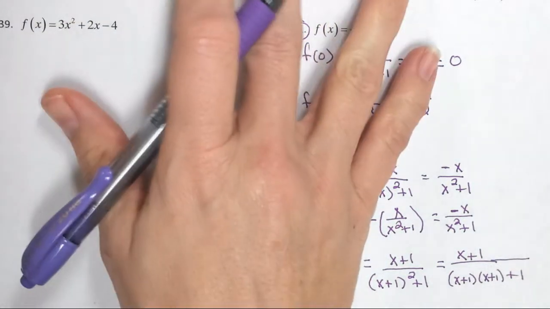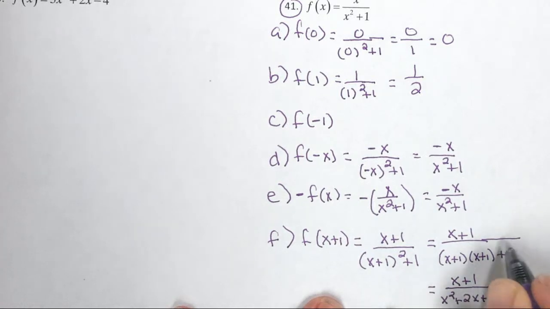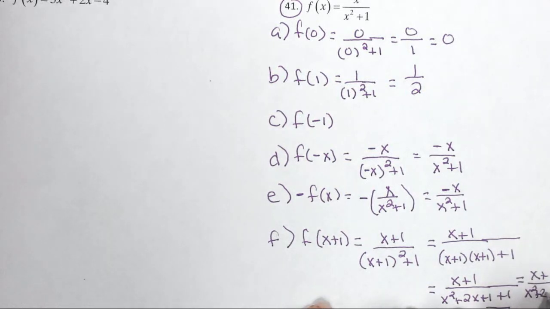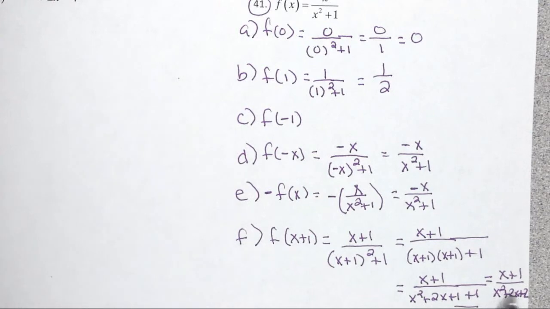So you have to FOIL. So we end up with x plus 1 on top. If I FOIL this little piece right here, we get x squared plus 2x plus 1, and then I'm going to bring down this plus 1 at the end. Okay, so we're almost done. I just have to combine like terms. So it equals x plus 1 over x squared plus 2x plus 2. Move that over so you can see it. x squared plus 2x plus 2.